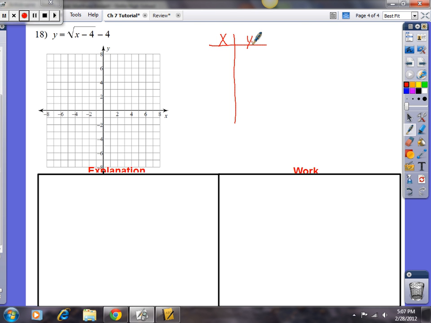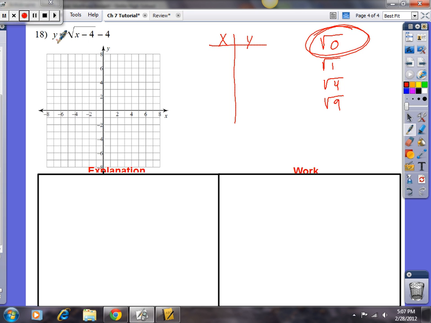Okay, now here's my goal. Underneath the square root, I'm going to try and make a 0. Then I'm going to try and make a 1. Then I'm going to try and make a 4. And then I'm going to try and make a 9. This one is probably the most important one, because this one is where your vertex happens. That's going to be the very first point of my parabola. So square root of 0.